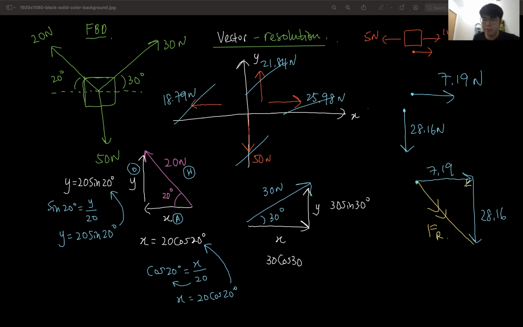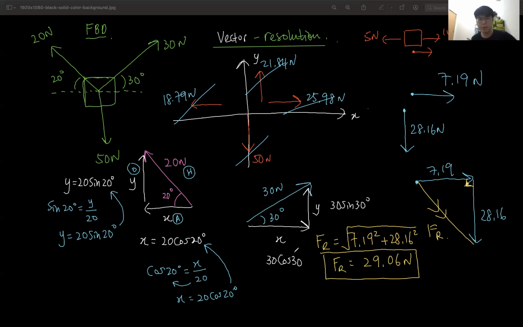This is a right angle, so you can just use the Pythagoras. 7.19 squared plus 28.16 squared, square root, equals FR. So you get 29.06 Newton. That is your answer, the magnitude of the resultant force.